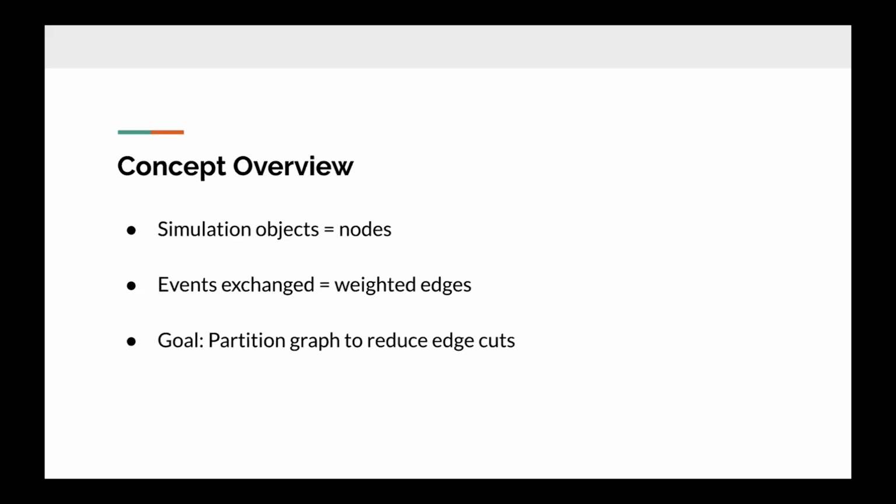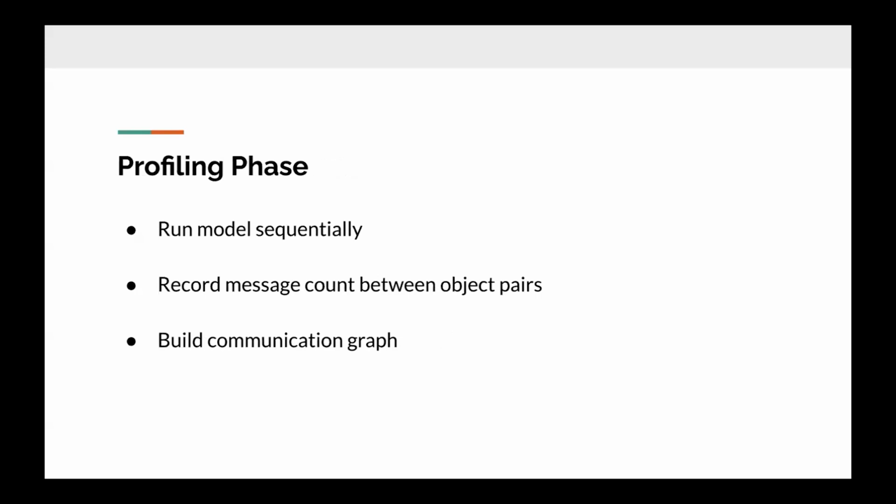And next one is the profiling phase. In this phase, we focus on collecting the data that will guide our partitioning, and we instrument the simulation to track every message that gets sent during a sequential run. So for each pair of communicating objects, we log who the sender and the receiver was and the number of times they communicated. And optionally, we can track the message sizes and the timestamps.